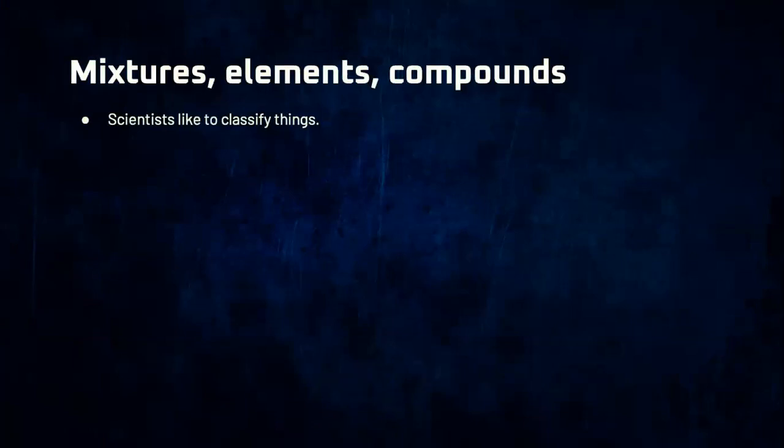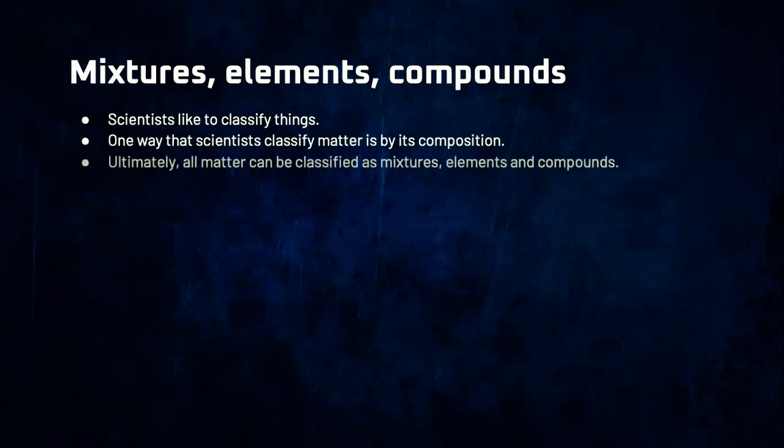Scientists like to classify things. One way scientists classify matter is by its composition. Ultimately, all matter, be it glass, wood, or any matter on this earth, can be classified as mixture, element, or compound.